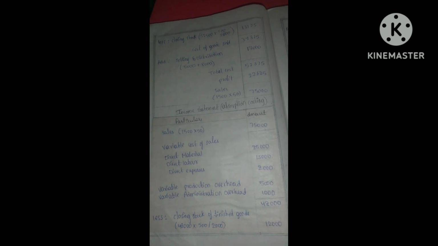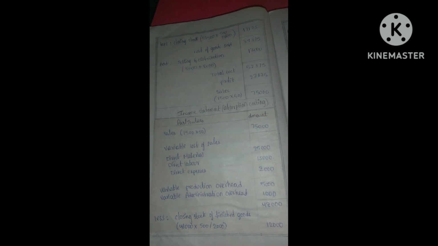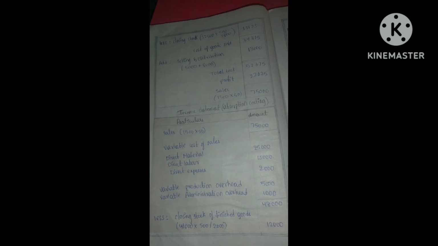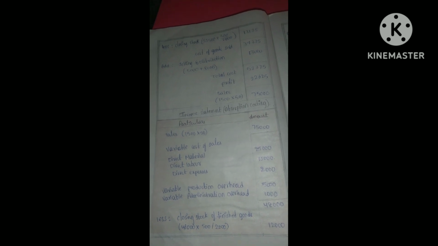Now prepare the income statement under marginal costing. Actually it is marginal costing, but I have written absorption costing. So now again draw the pro forma as it is, particulars and amount. First take the sales amount. We have found out the sales, that is 1500, so multiply it with the selling price. So sales, 1500 into 50, we will get 75,000.